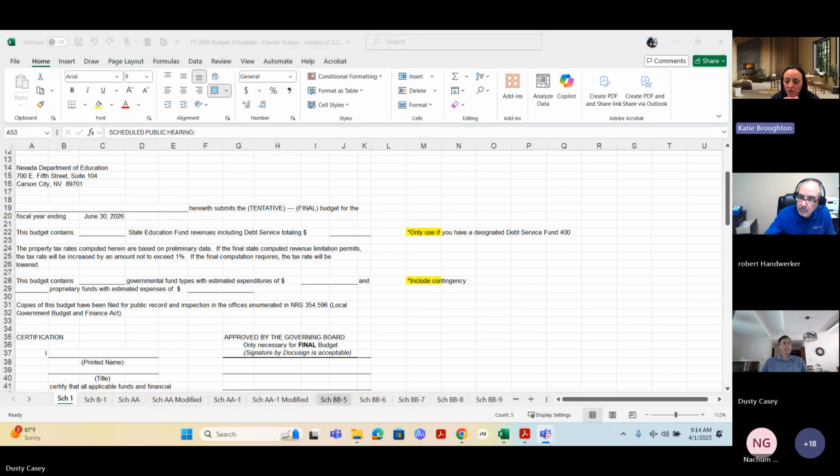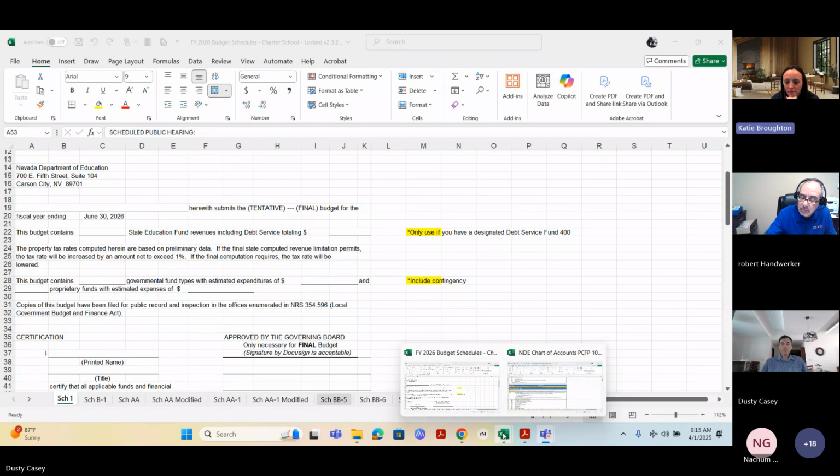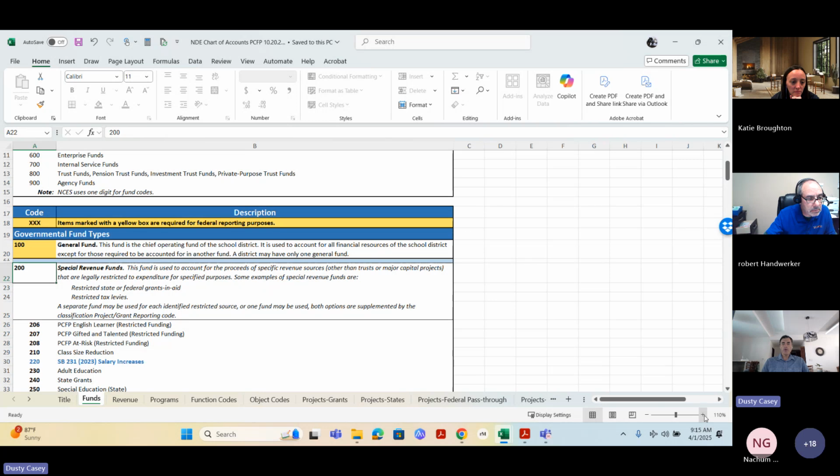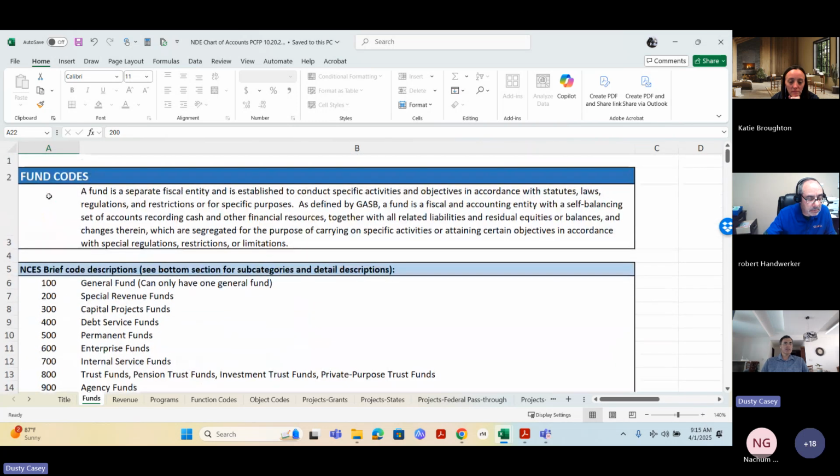It does look like there's a question about PCFP at-risk funding being considered a government fund type. But I'm wondering if you're going to get into that in a later tab, in the revenue tab. Okay, I will actually open that right now. Can everybody see my screen that says fund codes? Or am I still on the old screen?